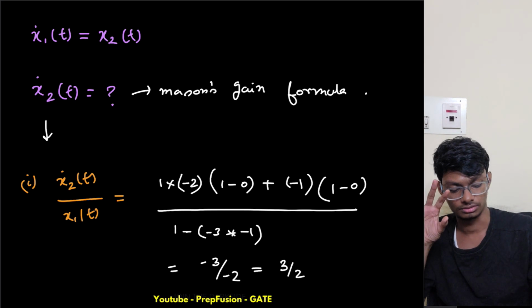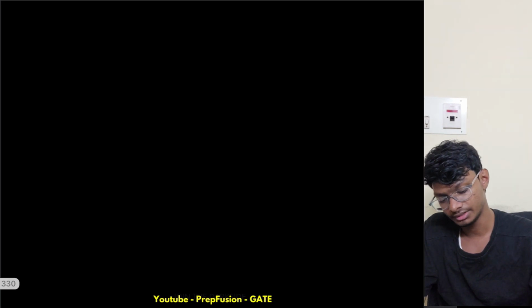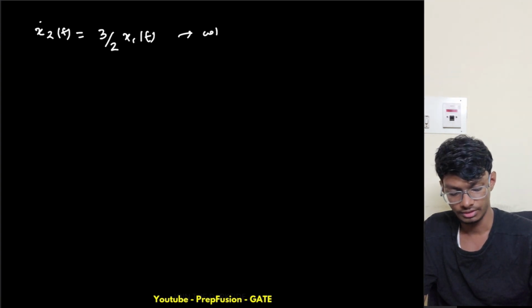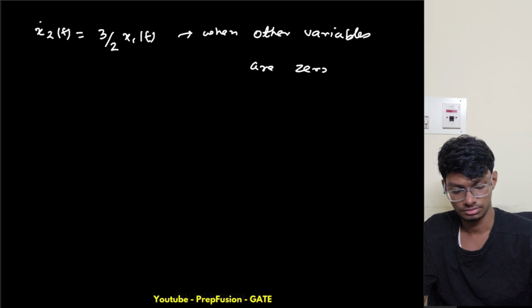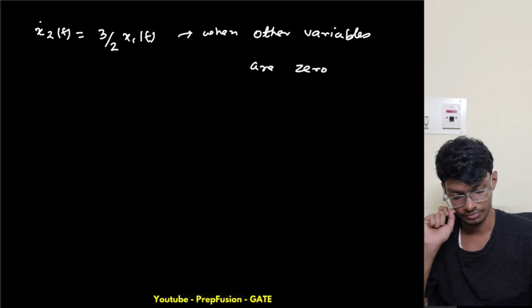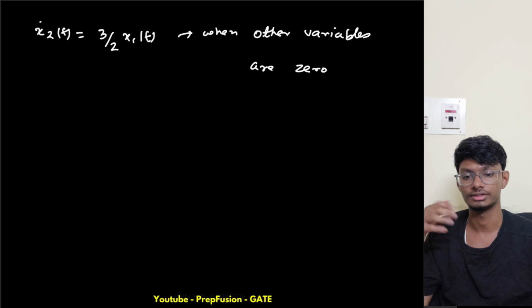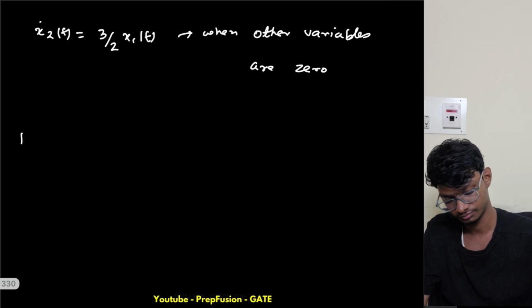So this is how you can solve this question. So this becomes 3 by 2. Now what I can write is x2 dot of t equals 3 by 2 of x1 of t when other variables are 0, right? Now again, what I should do is find the ratio of x2 dot of t with respect to x2 itself. Let me write this.